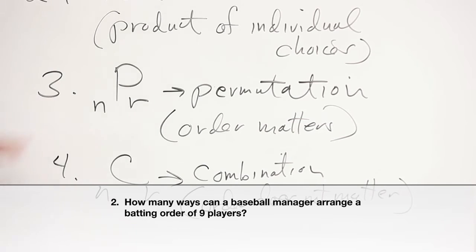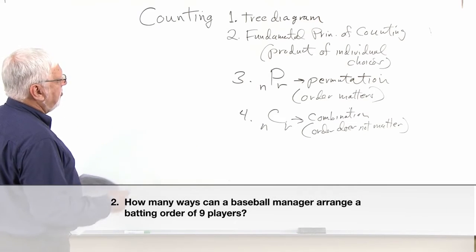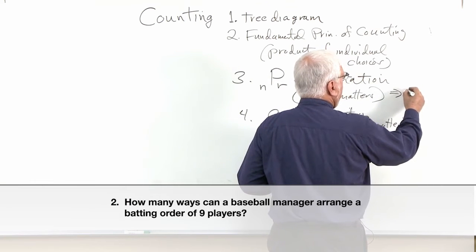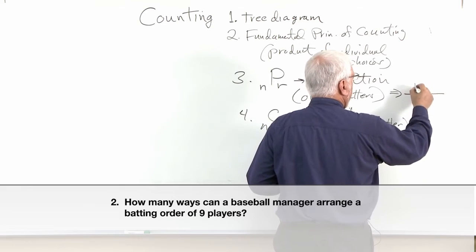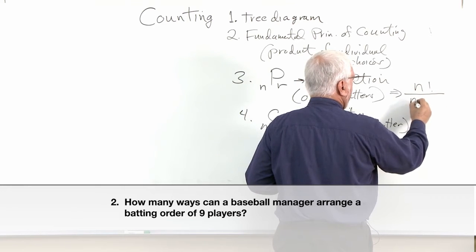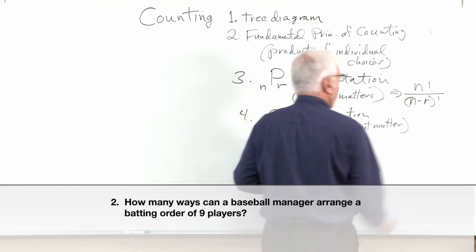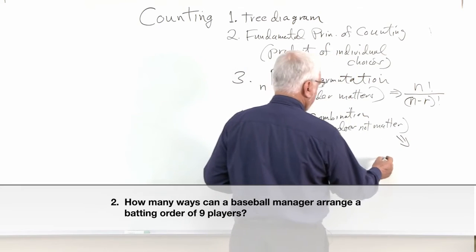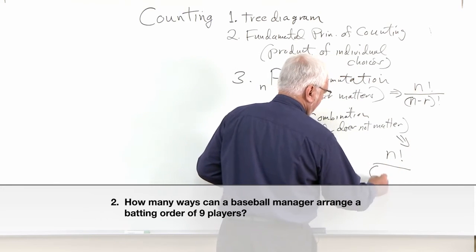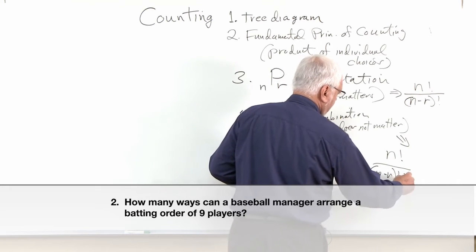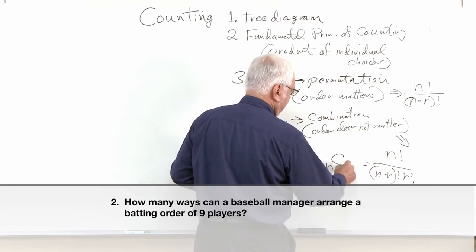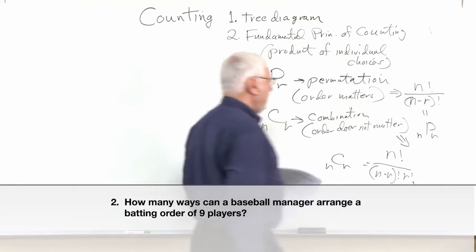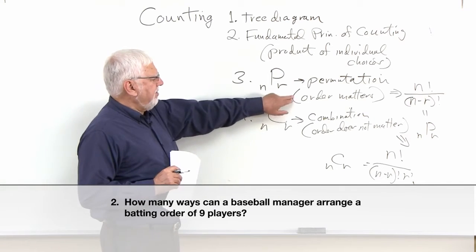Now there's a formula for this. The formula for permutation of n things r at a time, we'll put the formula out here. And that would be n factorial over n minus r factorial. The formula for a combination is n factorial over n minus r factorial, r factorial. So this is a combination of n things r at a time, and this is a permutation of n things r at a time. So let's see, these are when order matters, this is when order does not matter.